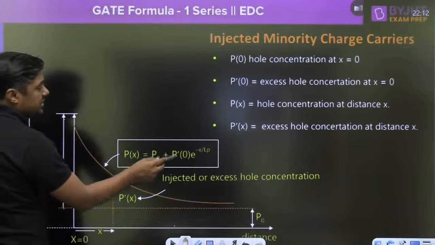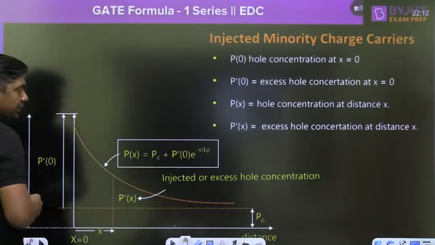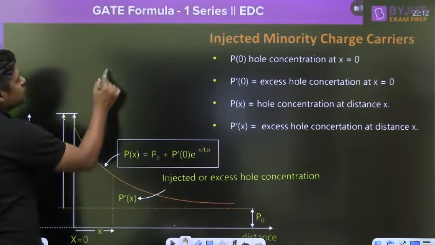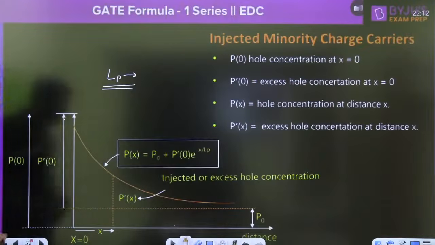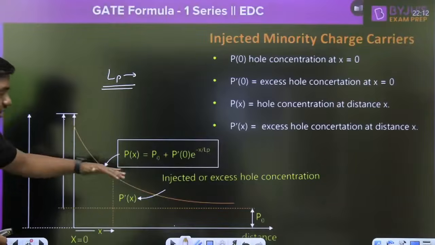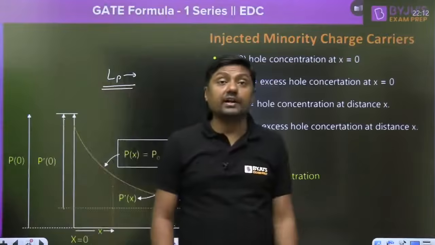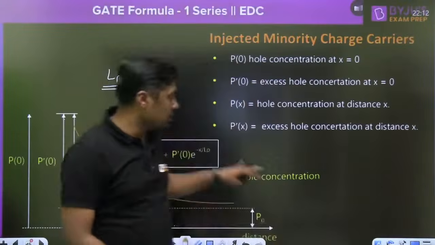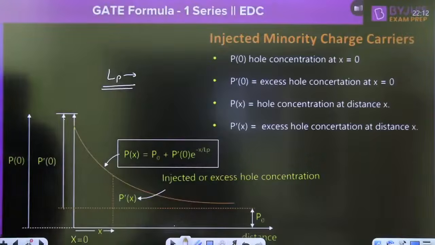P naught plus P dash 0, this is the excess hole concentration, e raised to power minus x by LP, where LP is called diffusion length. Diffusion length for holes. So this is the diagram. In a number of cases we have to use this diagram to find the diffusion current. Okay, that is the value. So remember that it is with respect to what? Distance. With respect to distance.